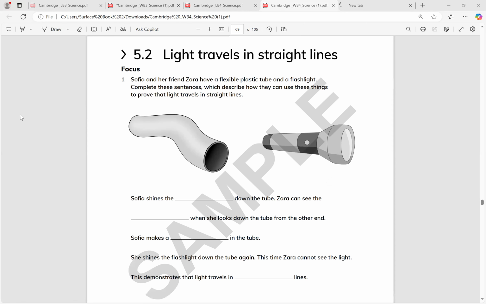So, Sophia shines the flashlight. What's the light source? It's a flashlight. Zara can see the light. That is right. The beam of light moves in straight lines.